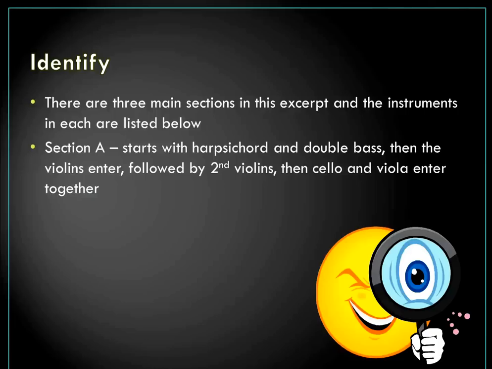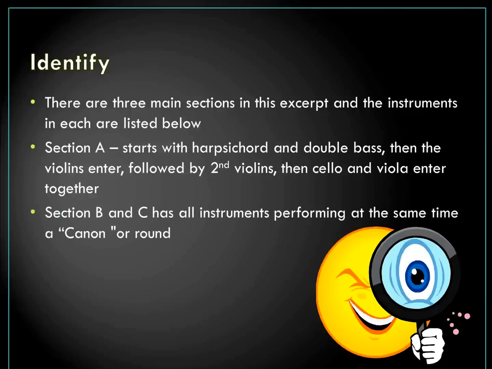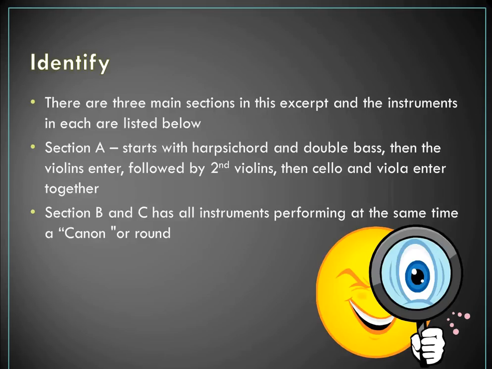Now, in most orchestras, they will have 2 groups of violins. First violins will play the main part and the main melody, and second violins will be a support. So there's a reason why there's 2 groups of violins there. And in section B and C has all the instruments performing at the same time a canon or round. Now that canon actually changes and the melody actually changes, and that's what section B and C is. So section B starts a bit slower, section C is a bit faster, a lot quicker notes, and you could say that in your answer.